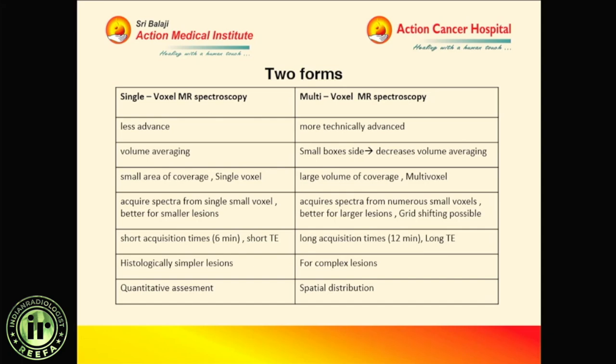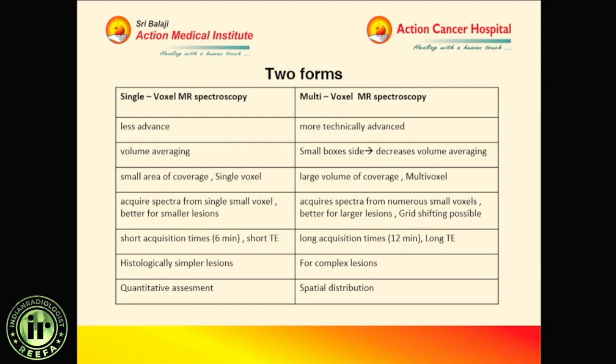Now what is volume averaging? Let us say the lesion is very small and our voxel box is big. So it will acquire data from the whole box, and it will show it to be a normal structure. So we have to be very careful about how we are putting the box on the lesion. Now it has a smaller area of coverage, it is a single voxel, it has a shorter acquisition time of 6 minutes, and it is used for histologically simpler lesions.